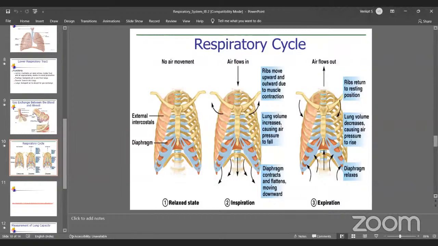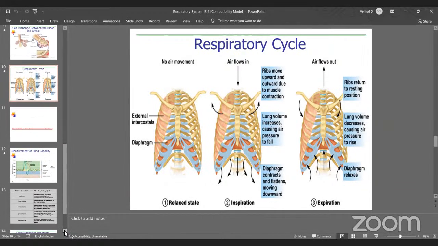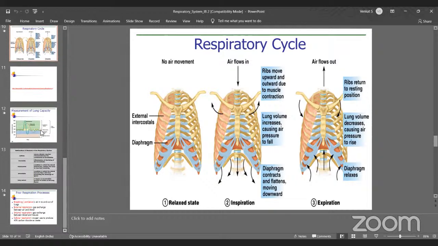Next, observe the third one. Air flows outside. The ribs return to the resting position, lung volume decreases, causing air pressure to rise. The diaphragm relaxes. So these three diagrams are very important to observe in the respiratory cycle.